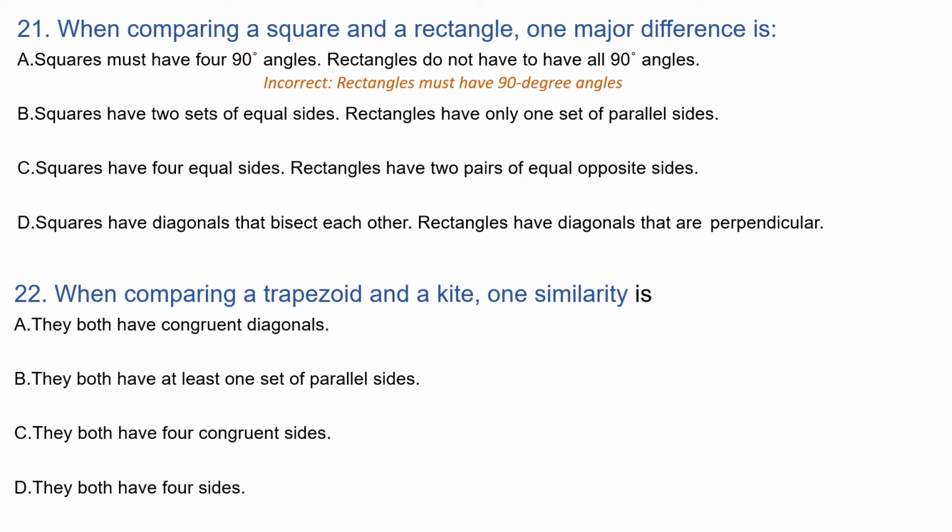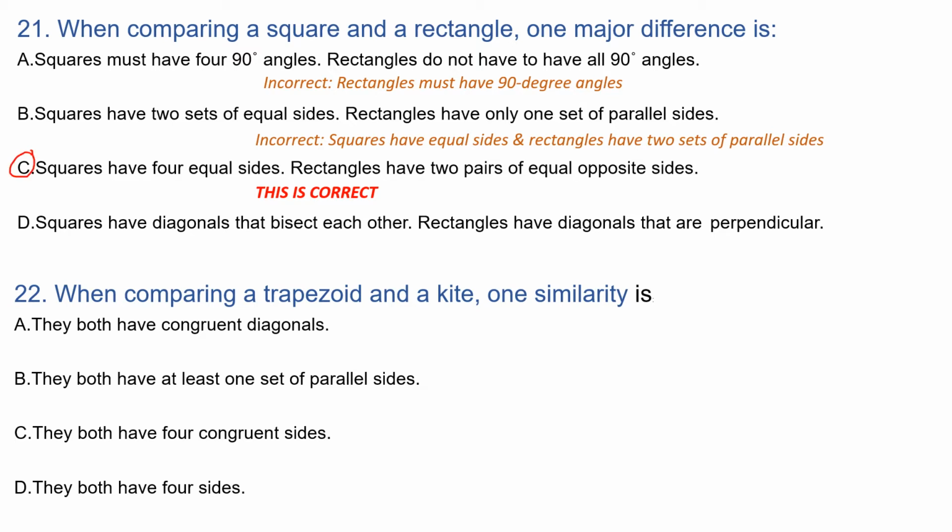It says squares have two sets of equal sides. Rectangles have only one set of parallel sides. Of course that is incorrect as well. A square has all equal sides, not just two sets, and rectangles have two sets of parallel sides. Let's look at C. Squares have four equal sides. Rectangles have two pairs of equal opposite sides. Of course, this would be the correct answer. So our correct answer is C, but let's just look at D.